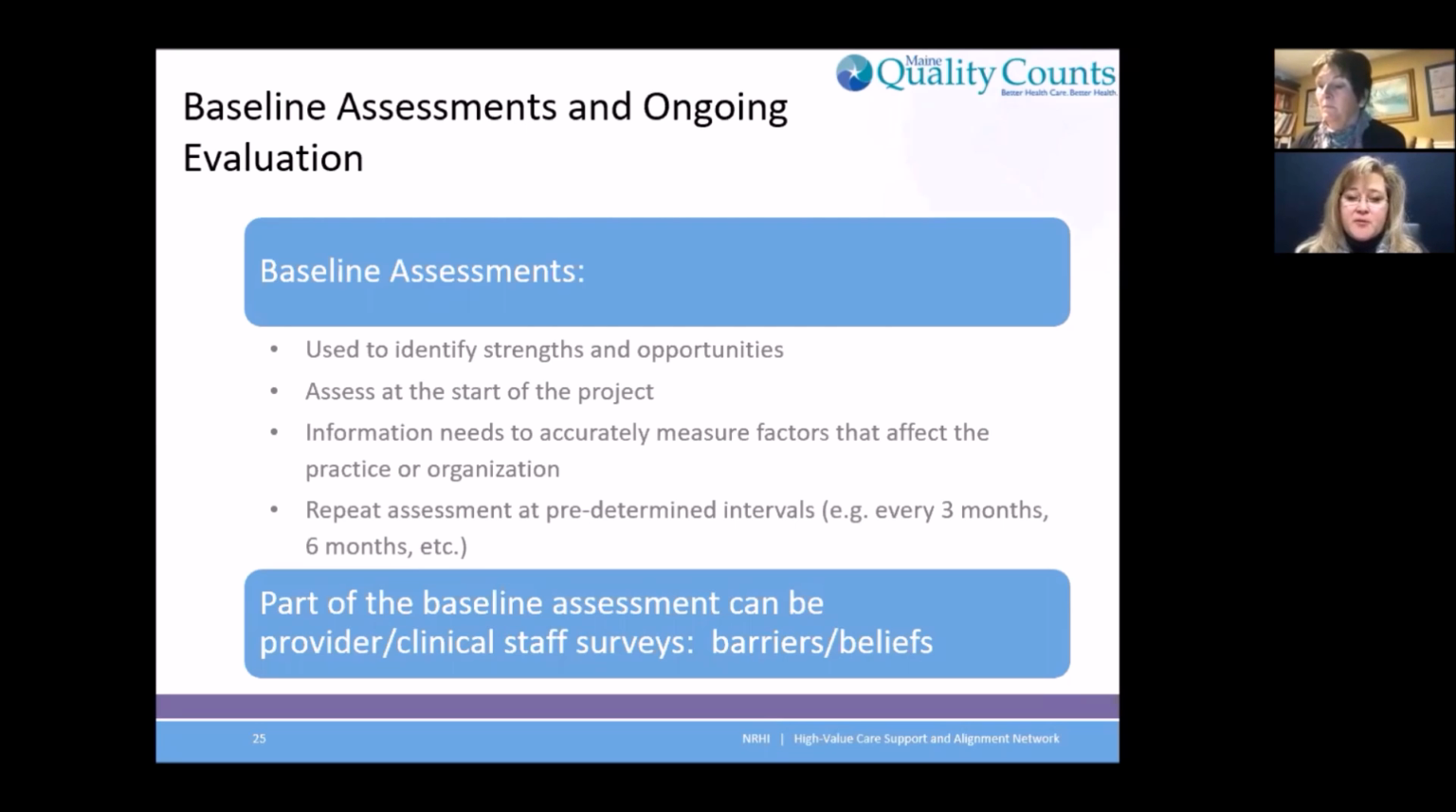Again, assessing at the start of the project is critical, and measuring the factors, making sure that the assessment that you create is really what you're looking for, and then making sure to reassess.